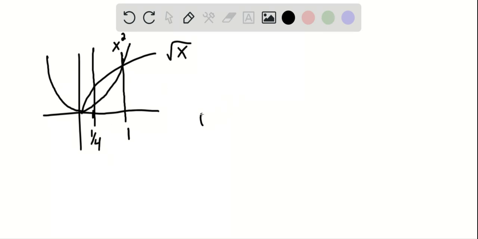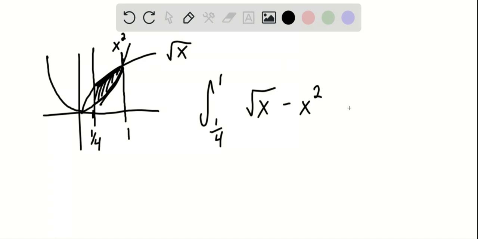So basically all you need to do if you're finding the area between all of that is the integral from the lower bound of 1/4 to the upper bound of 1, and you do the upper function, which is square root of x right here is above the other, and then minus x squared is the lower function right here, and we're finding this area. That's all you have to do.